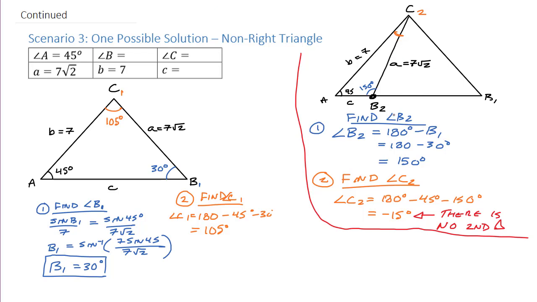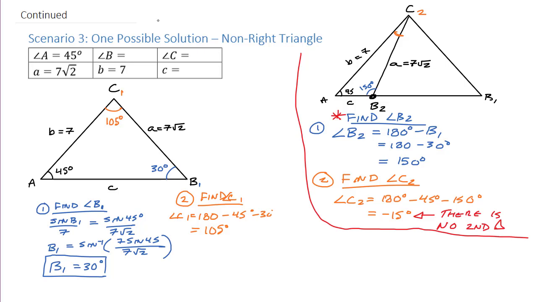The first thing we do is find angle B2, the other triangle's B, by subtracting from 180, and then find its C2. If we get a negative for that C2, that means it doesn't exist. If I don't get a negative for C2, that means the second triangle does exist. All right, so let's just go back and finish our first triangle.